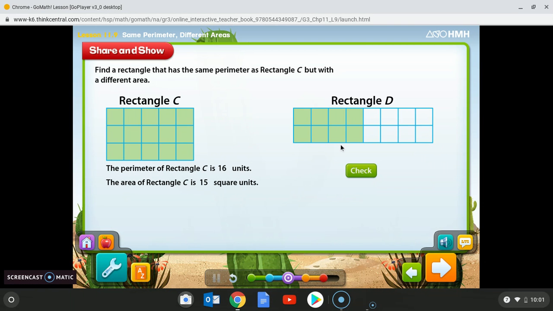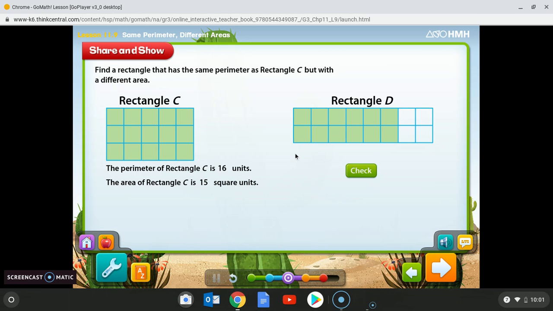All right, here we go. How about another row? 2 and 4 is 6. 2 and 4 is 6. That's 12. How about this one? 2 and 5 is 7. So this 2 and this 5 is 7, which makes 14. So if I add one more row of 2 squares, I'm going to have a perimeter of 16.